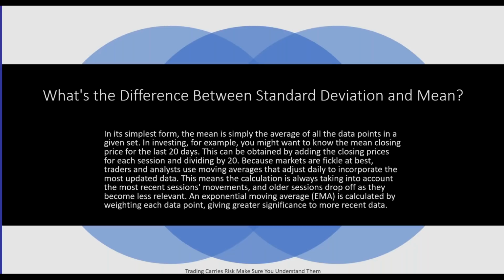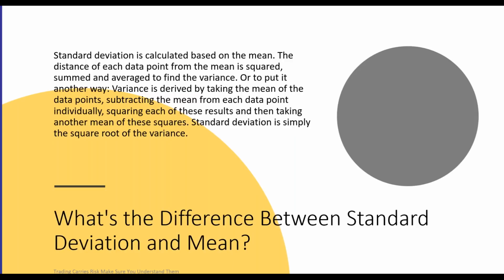In its simplest form, the mean is simply the average of all the data points in a given set. In our case, we're using all the closes. So in investing, for example, you might want to know the average closing price for the last 20 periods. This can be obtained by adding the closing prices of each session and dividing by 20. Because markets are fickle at best, traders and analysts use moving averages that adjust with each time segment and incorporate the most up-to-date data. So standard deviation is calculated based on the moving average. The distance of each point from the moving average is squared, summed, and averaged to find the variance.